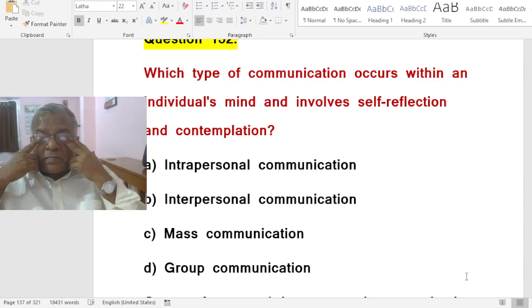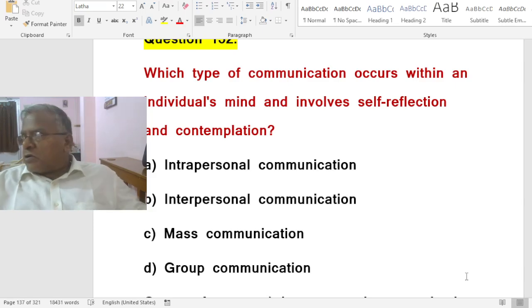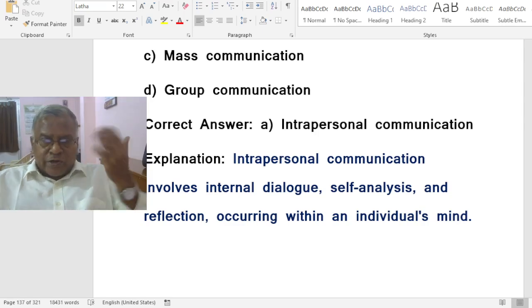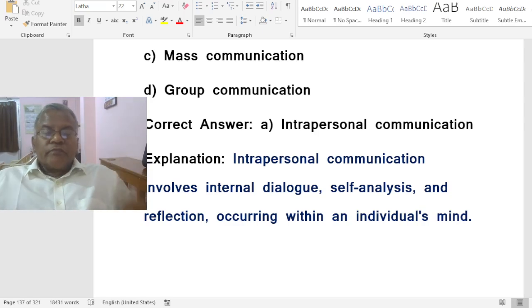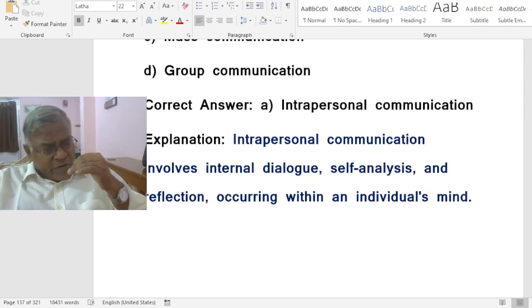I am feeling myself. I am just showing in the map where Mumbai is. So that's self-reflection and contemplation. So that is the idea here. That is called intrapersonal communication, talking to oneself. So intrapersonal communication involves internal dialogue, self-analysis and reflection happening within an individual's mind.